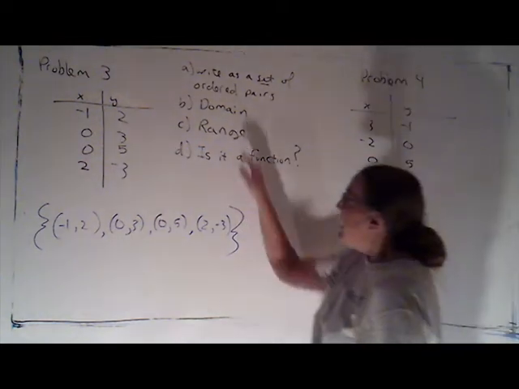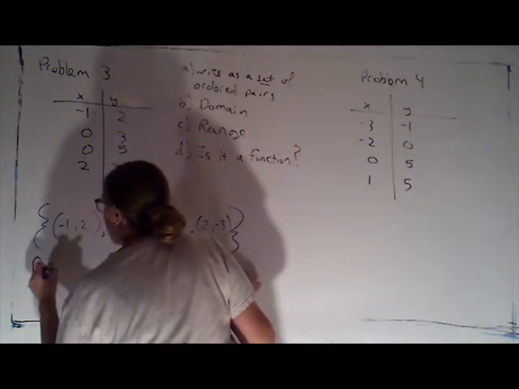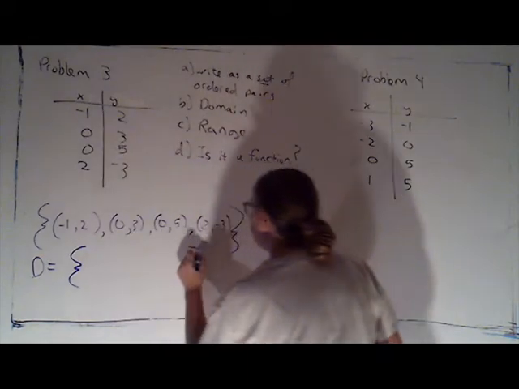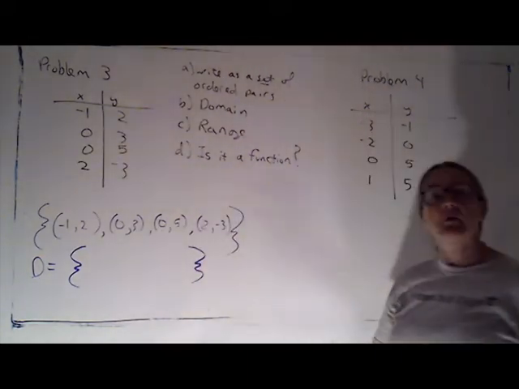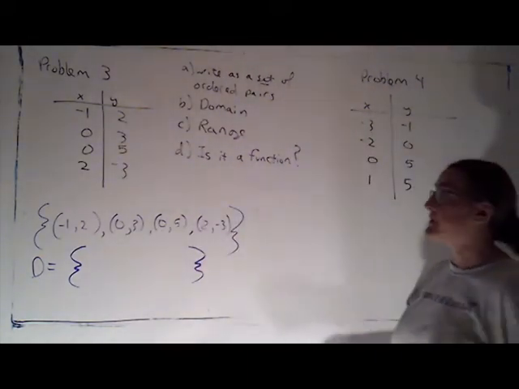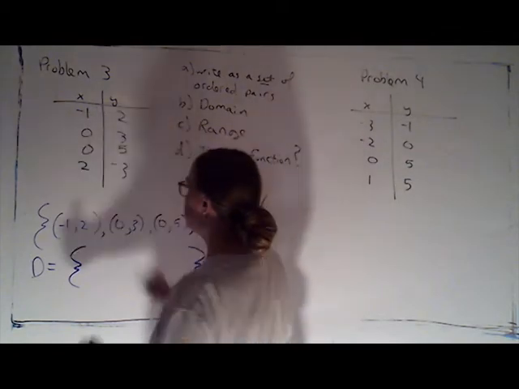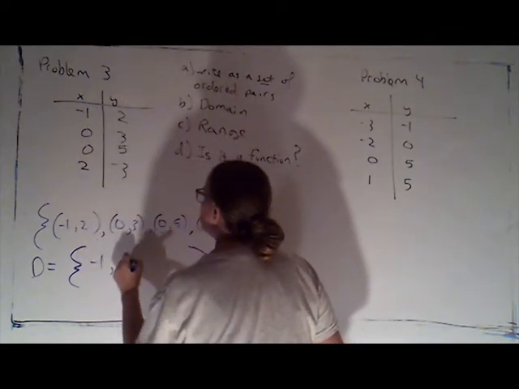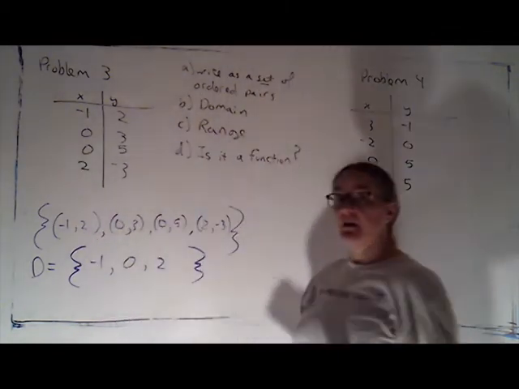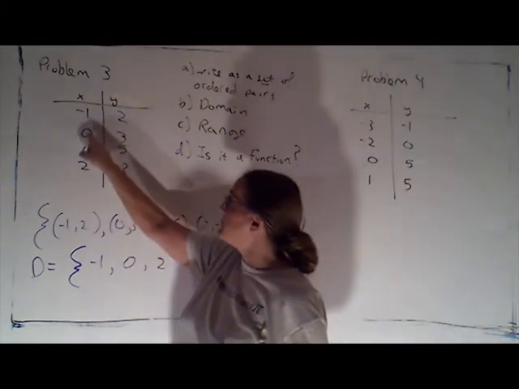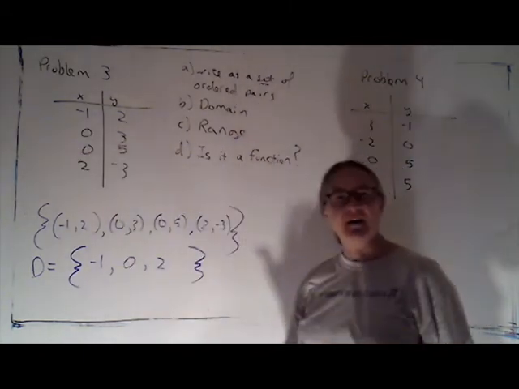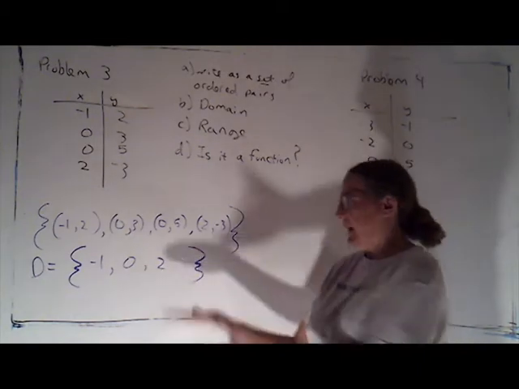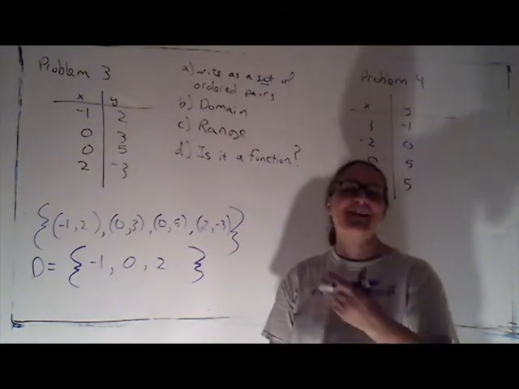Okay. Then we want the domain. I'm just going to call that D. Again, that's a set, so I'm going to use set braces. Remember, the domain is the set of all inputs. So that's the set of all my x values. So that's just negative 1, 0, and 2. Remember, although 0 shows up twice, I don't write it twice. 0's in the domain. I can see that. I don't need to say it twice.